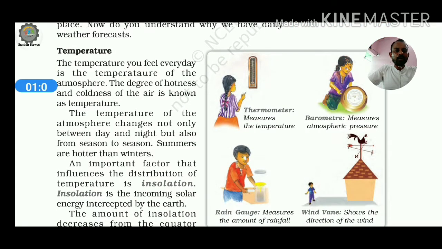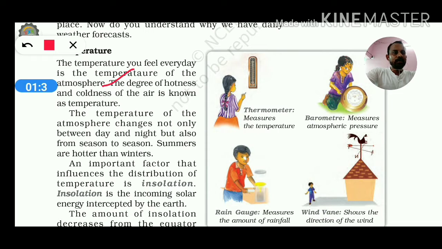So first of all, we will see temperature. What is the meaning of temperature? How can we define temperature? That we will discuss here. The first thing we have to keep in mind: the degree of hotness and the coldness of the air is known as temperature. Look at where it is written, the degree of hotness and the coldness of the air is known as temperature.